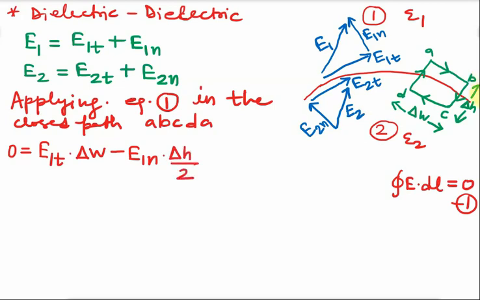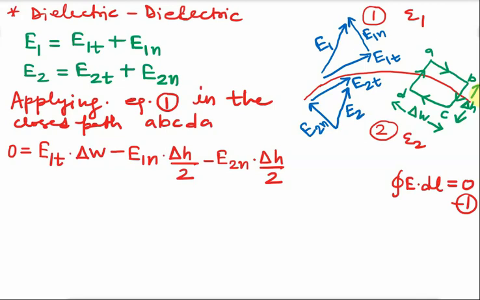Now the lower half of BC lies in the second region. This half portion of BC is lying along which component? It is lying along E2N, but the direction is opposite. So we will write minus E2N dot del H upon 2. Okay, we will write this.